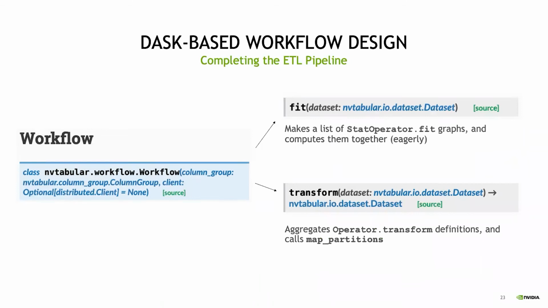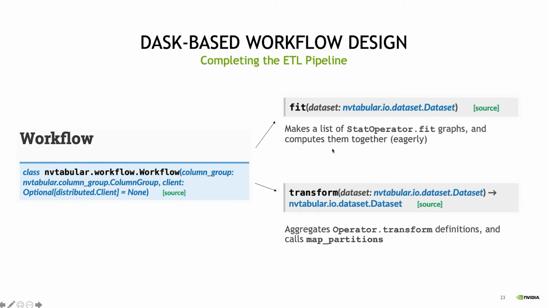I've already alluded to this a few times: what is going on in the workflow aligns very closely with what's happening in the operator. In the workflow, we have a fit method and we have a transform method. The fit method is always going to be collecting a list of stat operator fit graphs together, and then it's going to be calling compute on them together eagerly. So we're not creating a graph of dependencies that's then hooking into the transform graph.